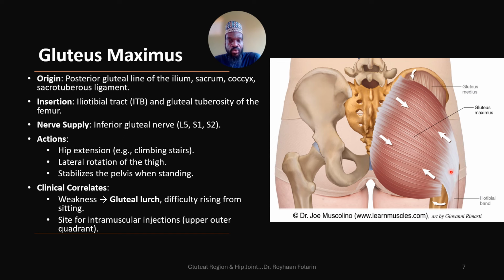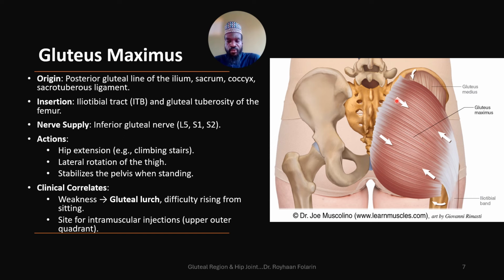And it also inserts on the gluteal tuberosity of the femur. So the muscle is innervated by the inferior gluteal nerve because by way of its division, it readily has access to the gluteus maximus. The inferior gluteal nerve is made up of the L5, S1, and S2 spinal nerves.